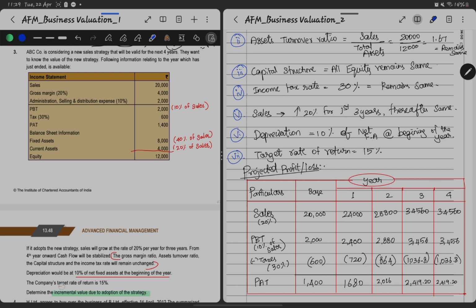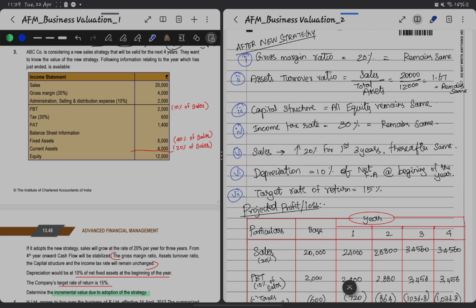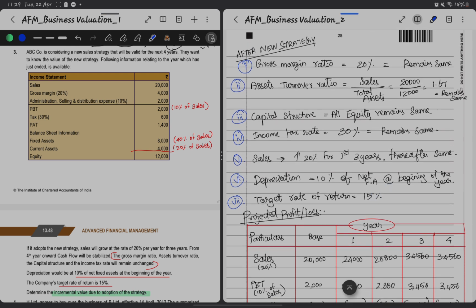And then the target rate of return is 15%, which is the expected return, or KE, whatever we can say. Determine the incremental value due to adoption of the strategy. So what will this business have as an incremental value? That's what we are going to find out. So before that, let us write all the possible changes after the new strategy.